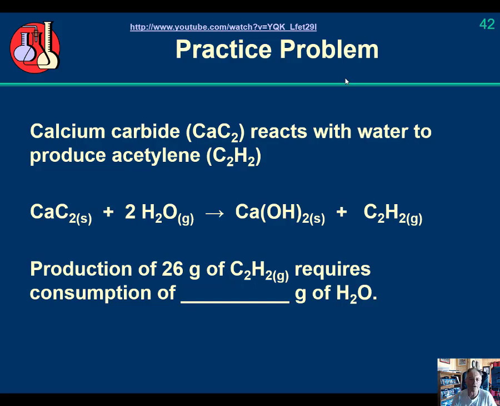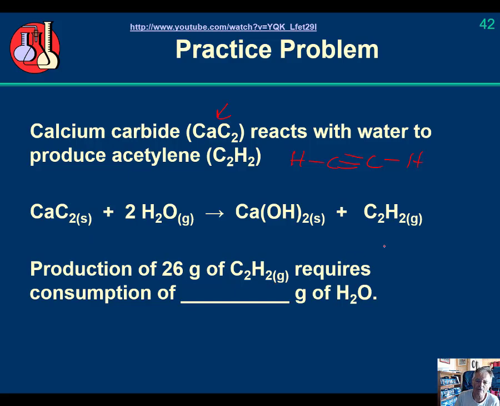All right. So first things first, is this reaction balanced? Yes, it is. Okay. Calcium carbide, this compound right here, reacts with water to produce acetylene. This compound right here, just so you know what it looks like, you've got a triple bond between the carbons, and that's acetylene. And that's just an aside. You don't really need to worry about that.